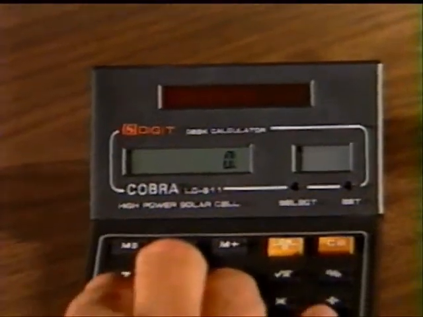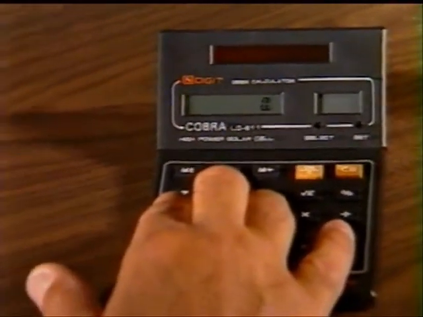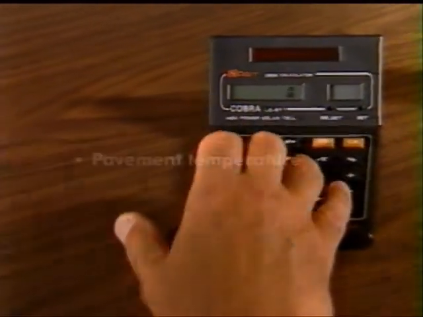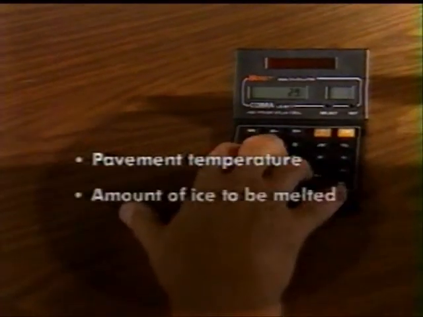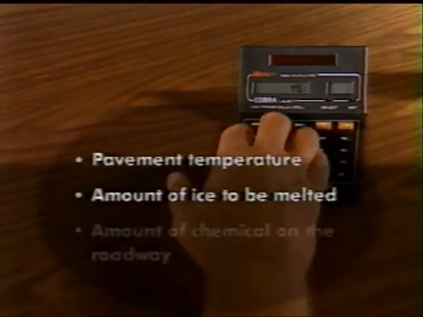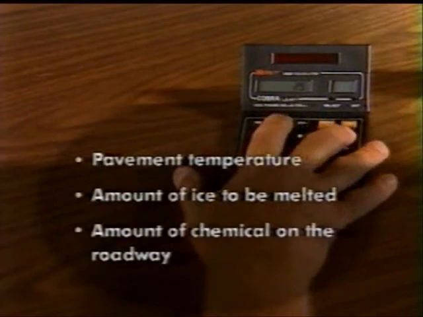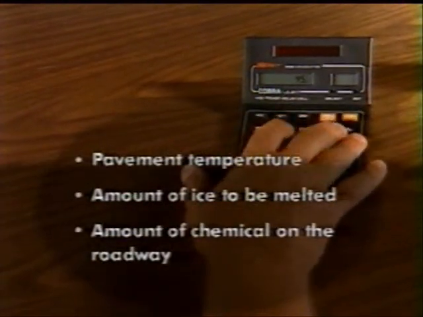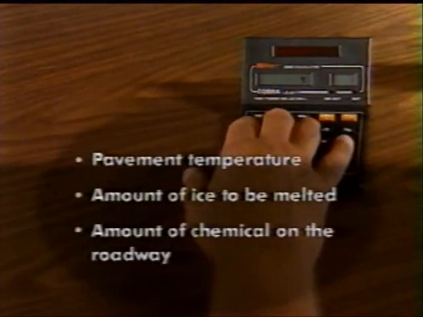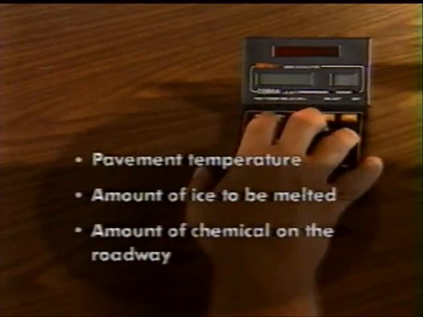In theory, you could calculate the exact amount of de-icing chemicals to apply if you knew the pavement temperature, the amount of ice the chemical must melt, and the amount of chemical that would stay on the roadway. However, changes in weather or traffic often alter those calculations considerably.